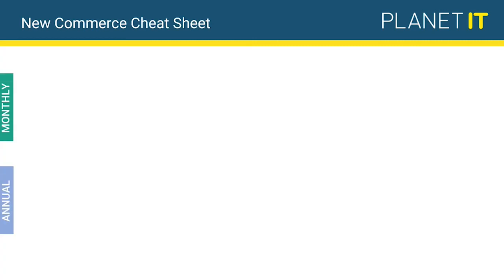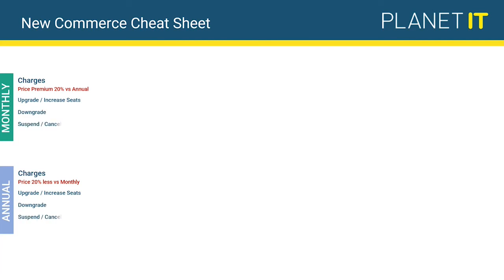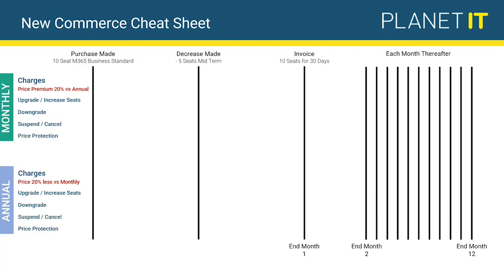So this is the massive overall cheat sheet. It looks massively complicated, but I will talk everybody through it, so it's not too bad. So if we just look at, we have at the top, we've got the monthly, which we'll start with. So in this example, I'm going to purchase 10 M365 Business Standard licenses on a monthly agreement with the 20% additional charge that we're expecting to see on that.